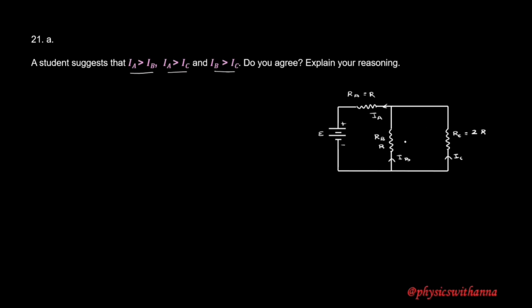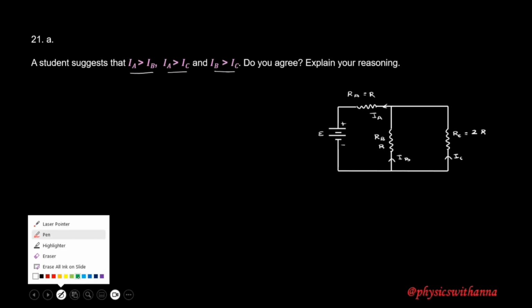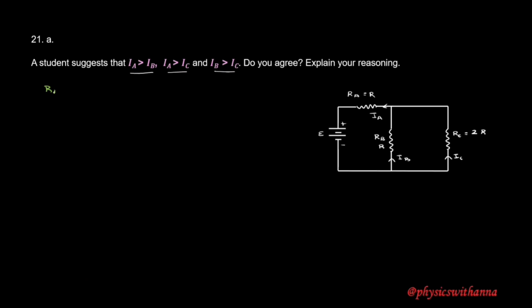So here you have a circuit with three resistors. The values of RA and RB are equal, which is equal to R. So we can write RA equal RB, that is equal to R, whereas resistor RC has a resistance of 2 times R. The direction of current through each of them is shown in the figure.